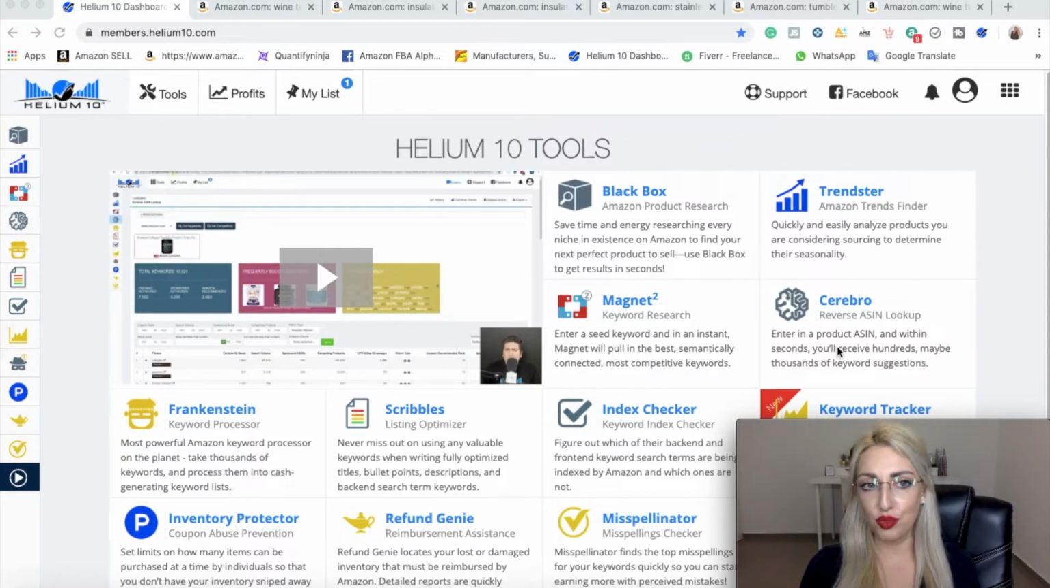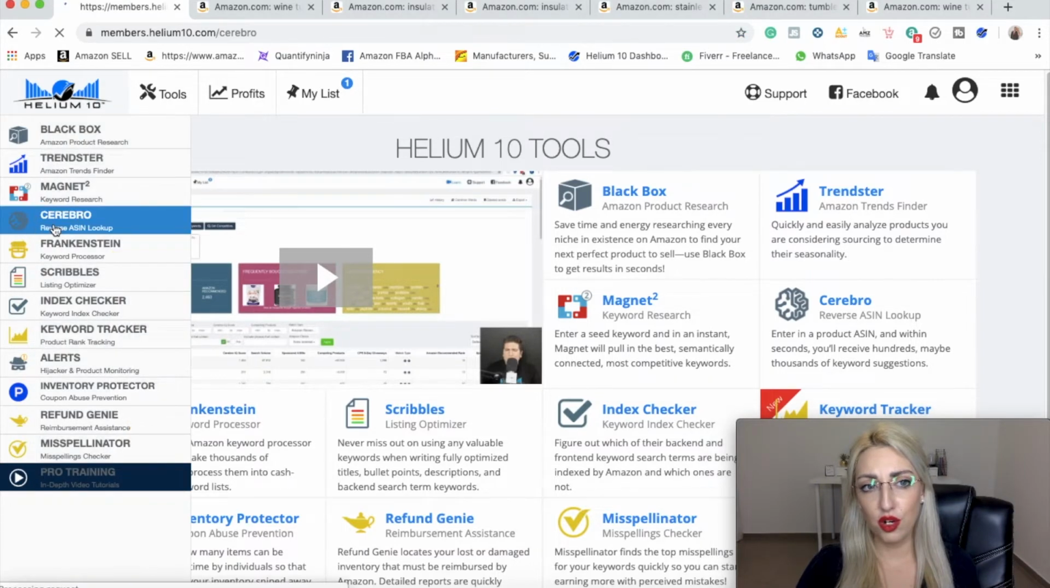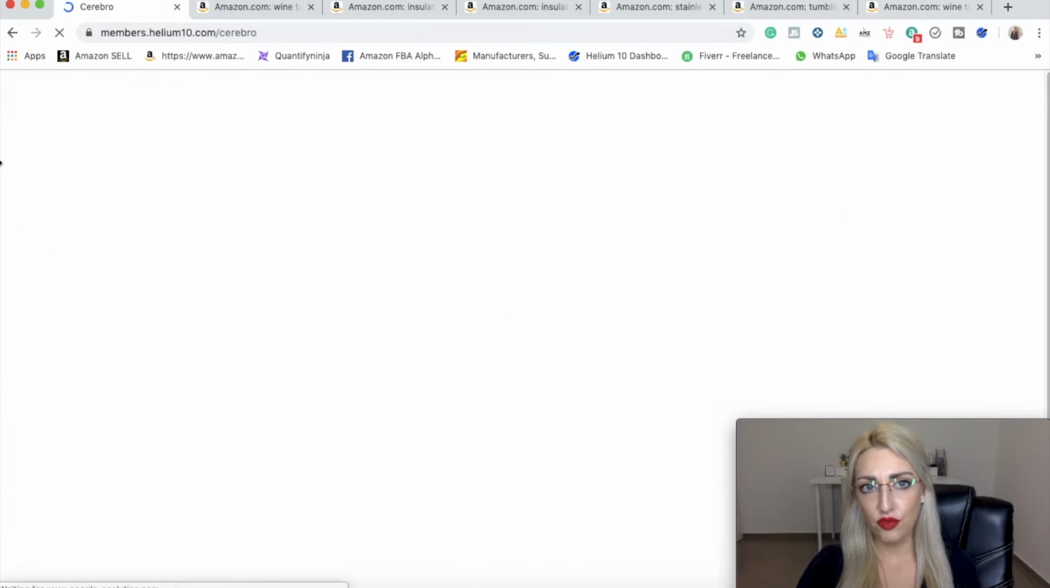So you basically can put in one of the best sellers or your main competitors' ASINs, and you can look up the keywords that they are indexed for, and then you can also look at the search volume. So I'll show you an example. I'll click on Cerebro. All right.